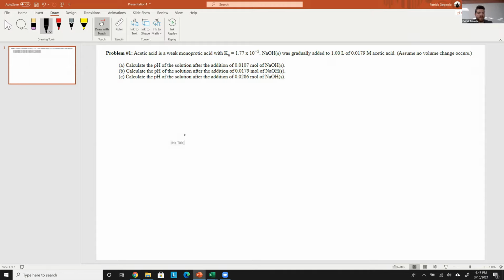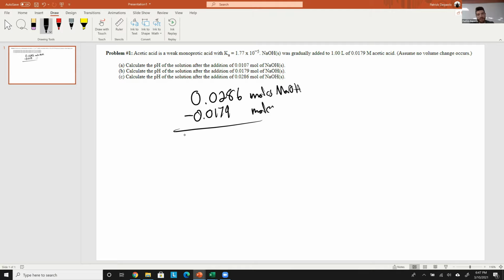Okay, so part C. Calculate the pH of the solution after the addition of 0.0286 moles of NaOH. Now we have an excess amount of moles. So we can cut to the chase of how many moles of NaOH are in excess after we neutralize the weak acid. So 0.0286 minus our number of moles of acetic acid, 0.0179. And what is that going to be equal? It's going to be moles NaOH minus moles of HA. So can anyone solve this for me?